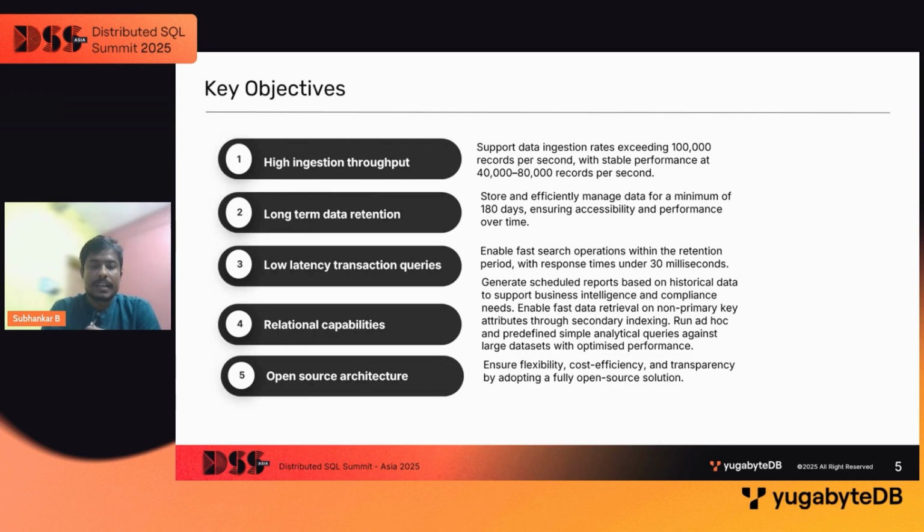And we have to have relational capabilities since we have PostgreSQL related queries which we have to run in our database. So it has to be Postgres compatible, and also non-key query search has to be efficient enough, which will help us run those reporting and analytical queries. So it would be better if it could support secondary indexes as well. And lastly, it has to be an open source solution. So it has to be cost effective.